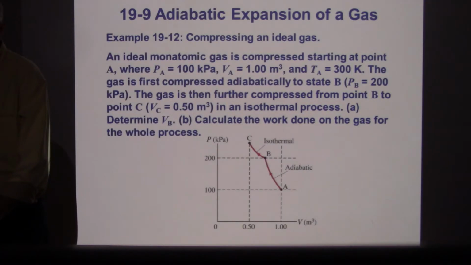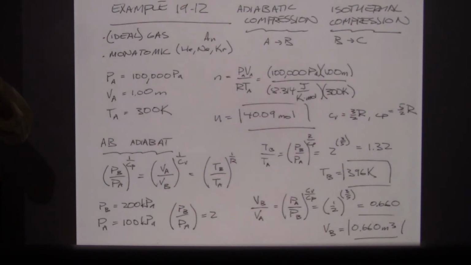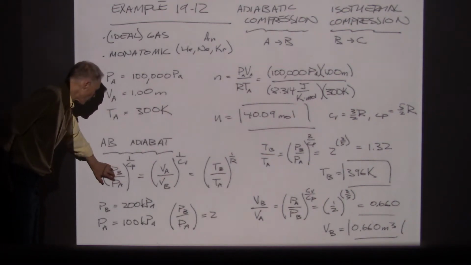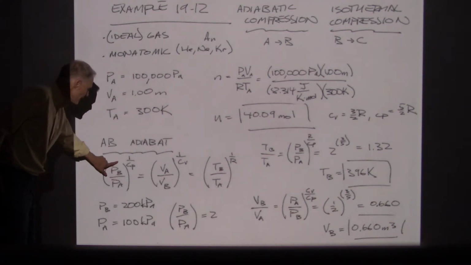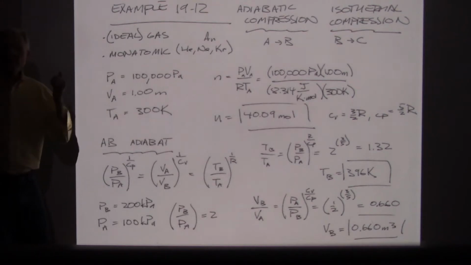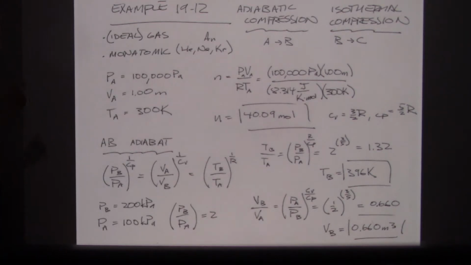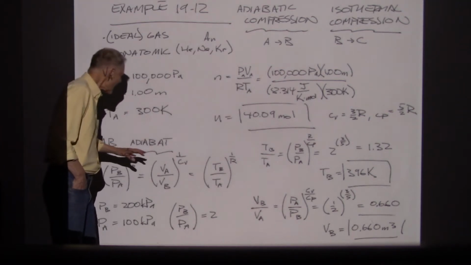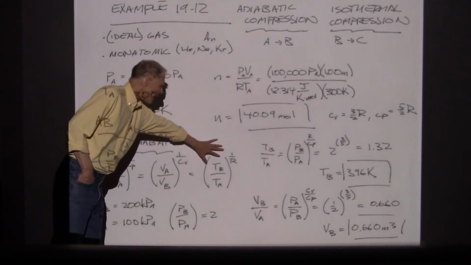Okay, there we go. Pressure goes from 100 to 200, and all we need is one set of ratios, and I can put that into the super adiabat formula right there. Pressure at B divided by pressure at A, it's a factor of 2. So that becomes a factor of 2. And then what I can do is use these funny powers.